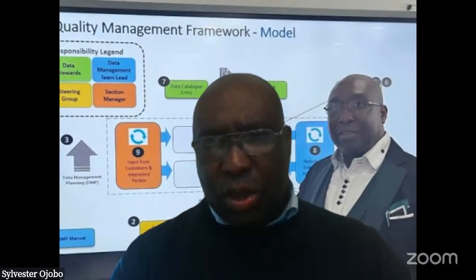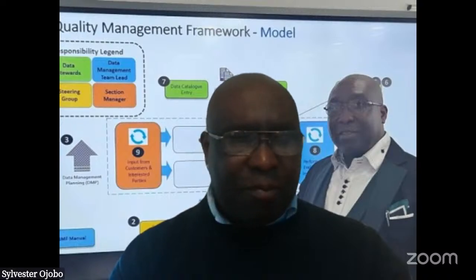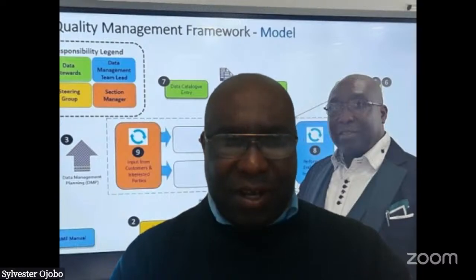So, how does data quality governance improve data quality? Especially when you say you have carried out an initiative before on data quality. How does it improve it?